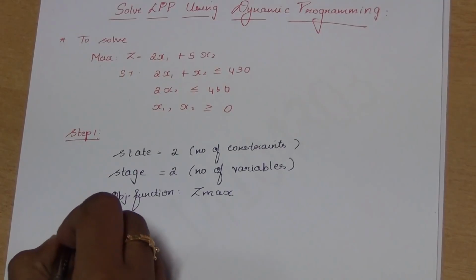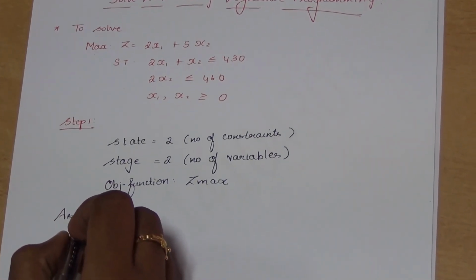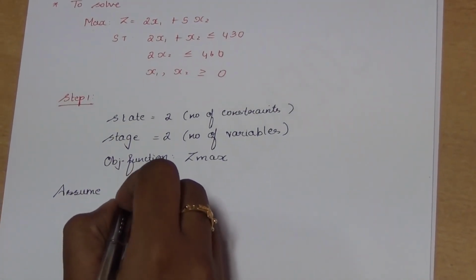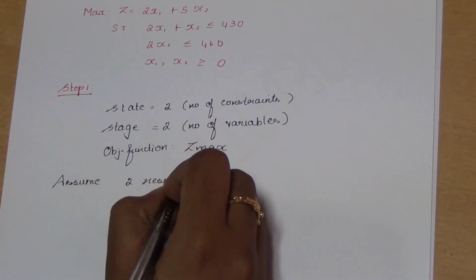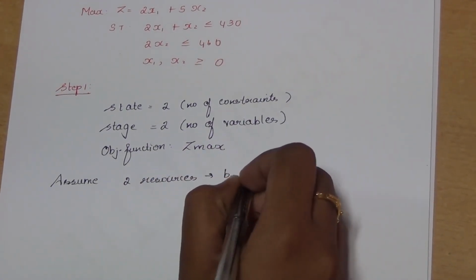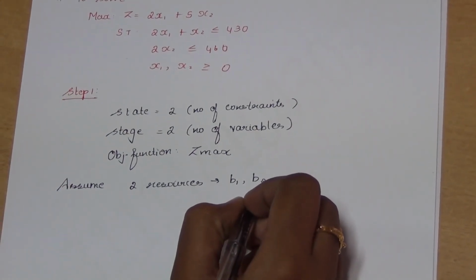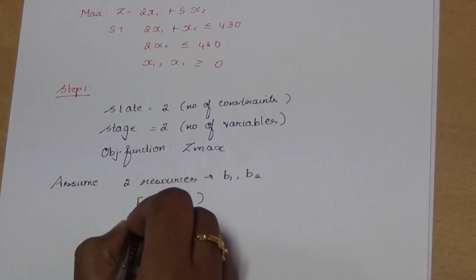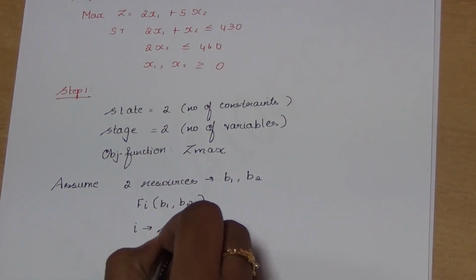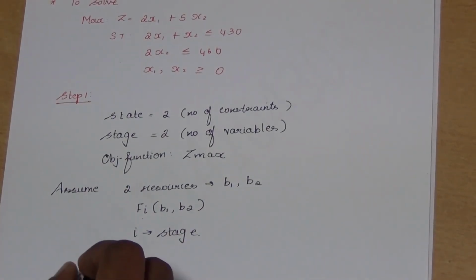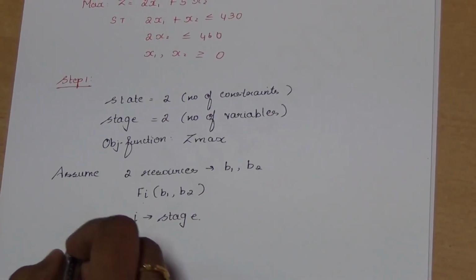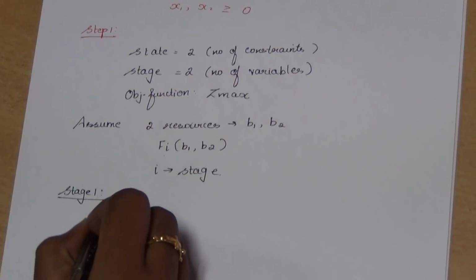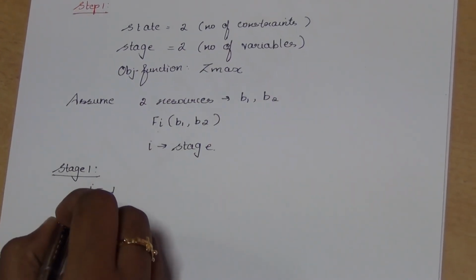We make an assumption here where we consider two resources, which depends on the number of constraints. Since we have two constraints here, we use two resources, B1 and B2. Using these two resources, we frame a function fi of B1, B2. This i represents the stage. Now we have two stages, so let's see the two stages separately. Stage 1. So therefore i is equal to 1. Let's frame the function.